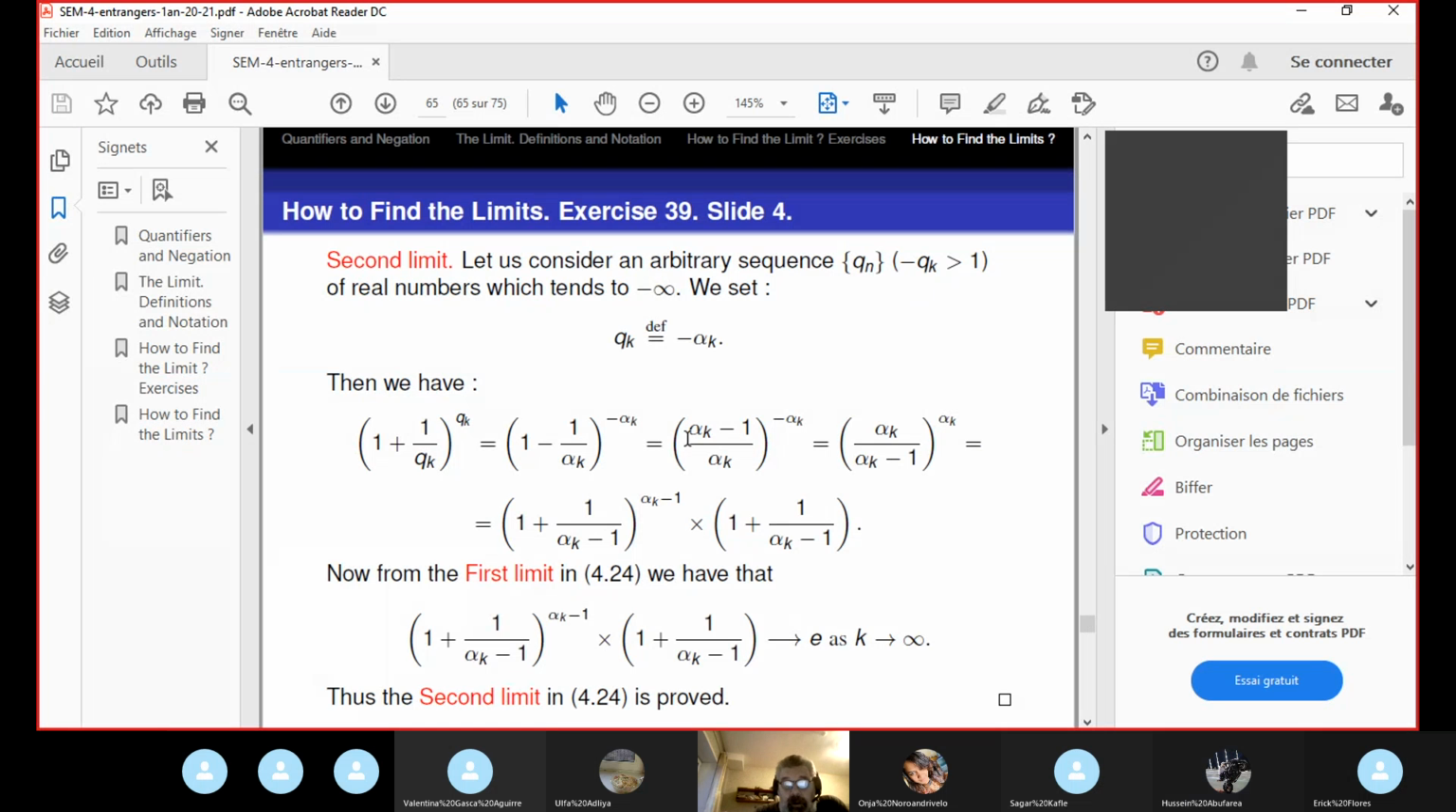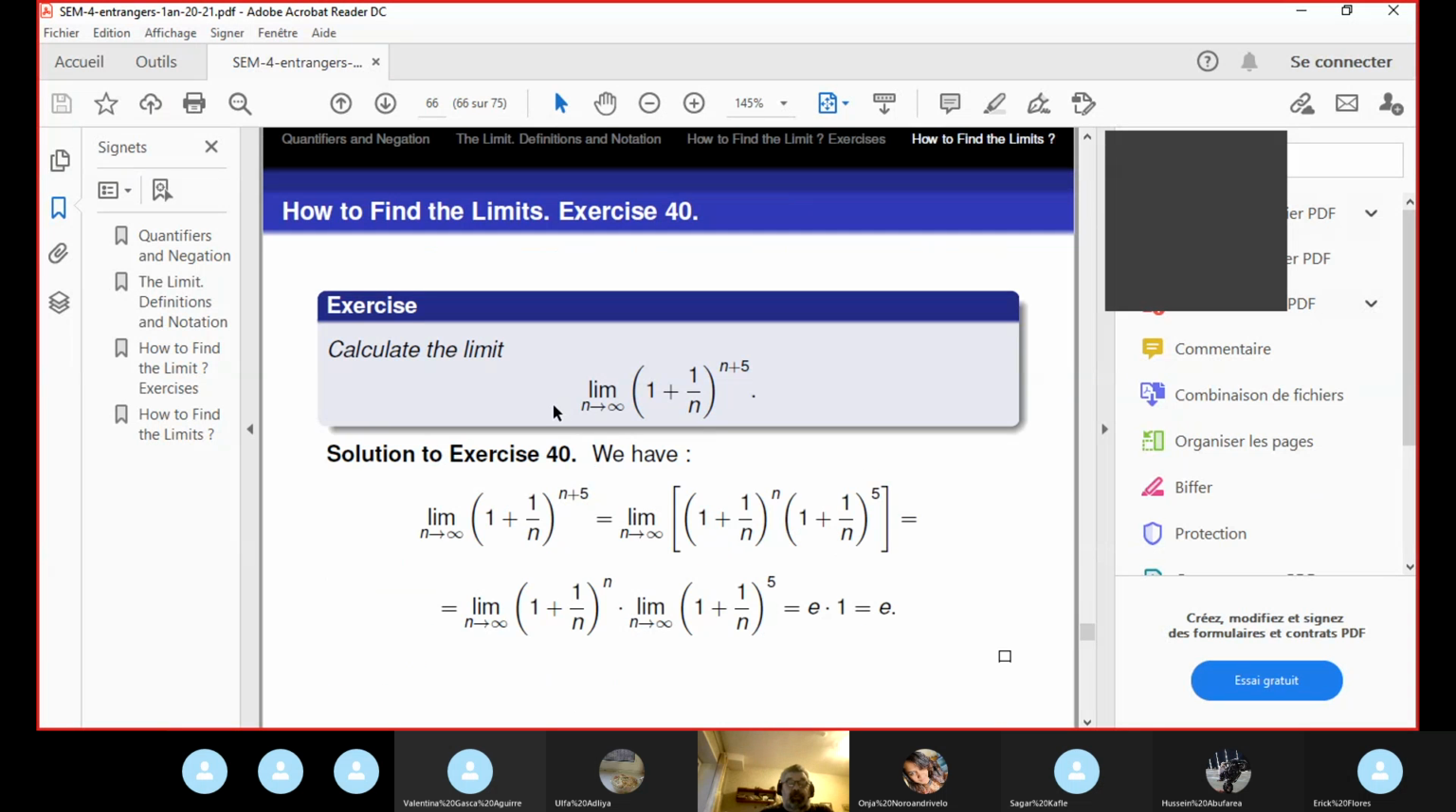So now, especially for Valentina, we will consider some examples with the number e. The first example is the following. I want to calculate the limit. It's a very simple example. I want to calculate the limit of (1 + 1/n)^(n+5).